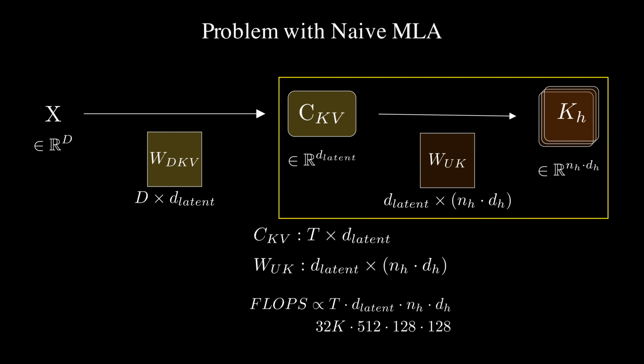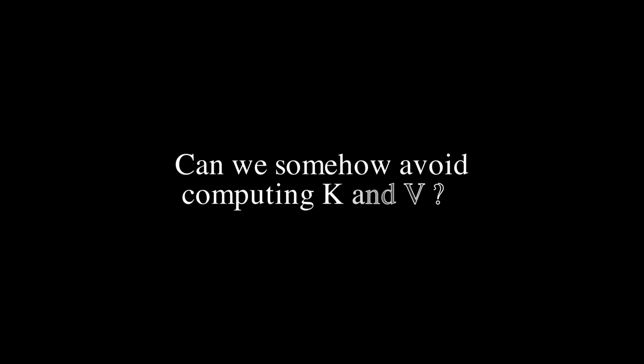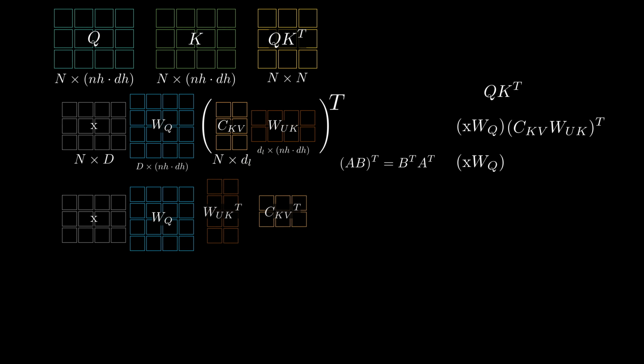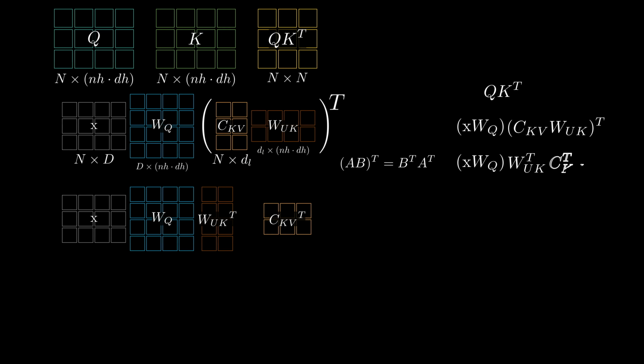The key insight for making MLA efficient is, what if we never reconstructed keys at all, and same for values? And this is where the weight absorption trick comes in. Our attention scores are computed using QK transpose. Now let's expand the query and key terms. Query is the product of input X with weight matrix WQ. And key is the product of the shared latent CKV with the up projection matrix WUK. And we have K transpose. Using the fact that (AB) transpose equals B transpose A transpose, we get XWQ, WUK transpose, and CKV transpose.